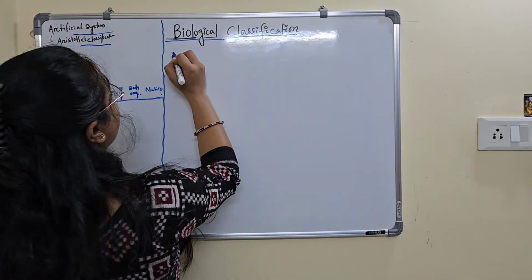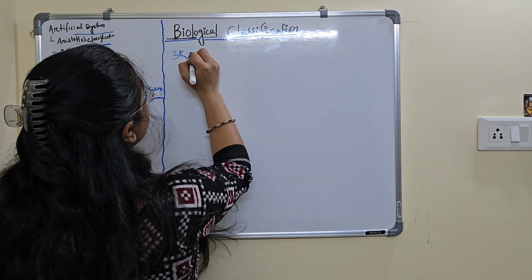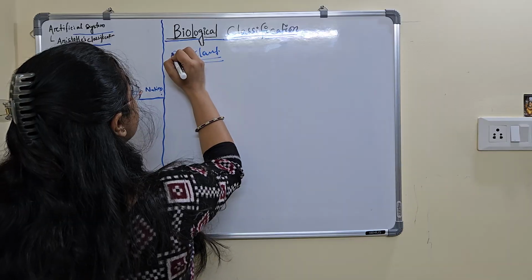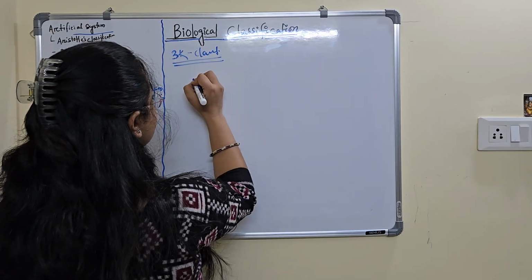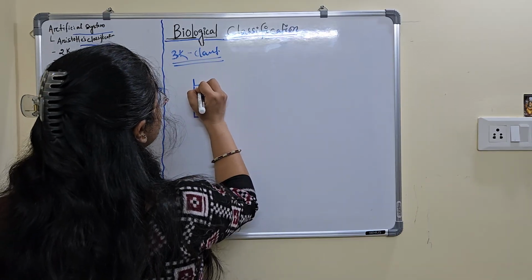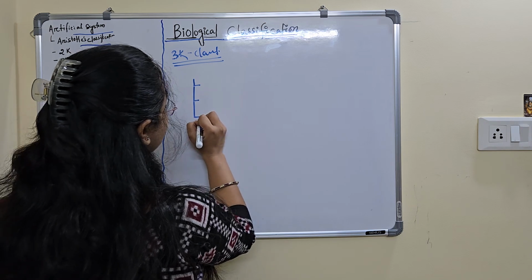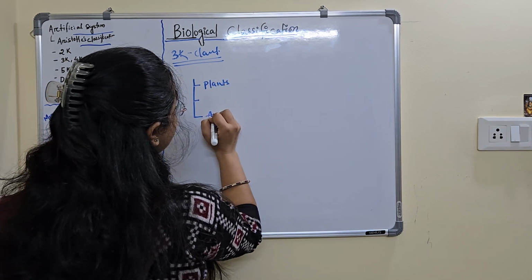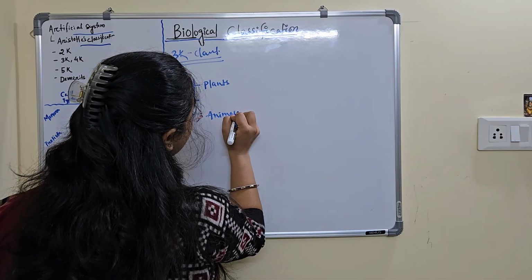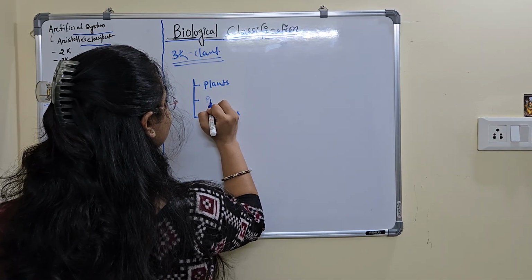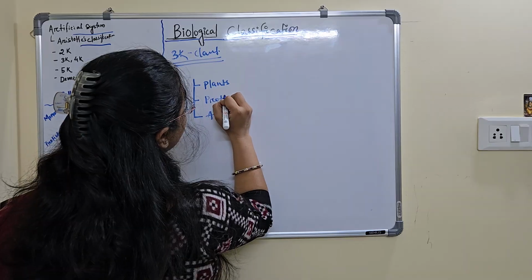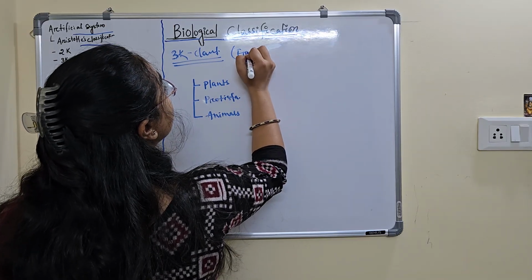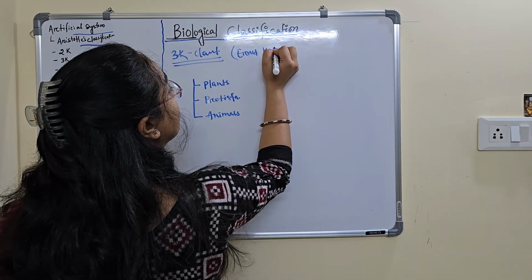Okay, so thereafter comes the three kingdom classification. Okay, the three kingdom classification, where the system of classification was divided into plants, animals, and protista. It was given by Ernst Haeckel.